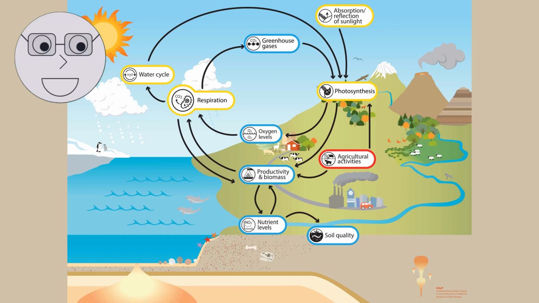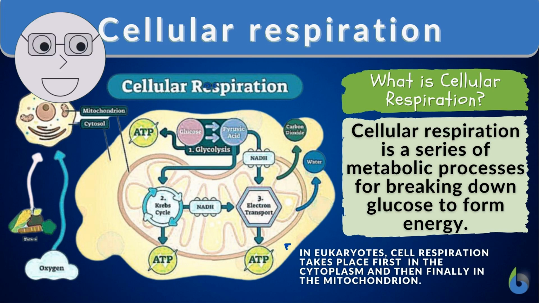Respiration is the process by which organisms release energy from organic molecules, such as glucose, and produce carbon dioxide and water as byproducts. This process is the opposite of photosynthesis and is essential for the carbon cycle, as it returns carbon dioxide to the atmosphere. A diagram of the respiration process appears on screen, showing the inputs and outputs of the process.